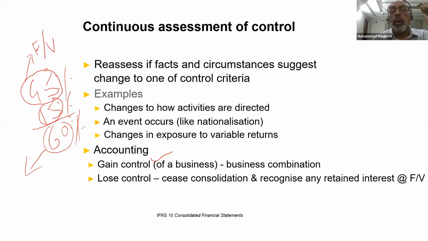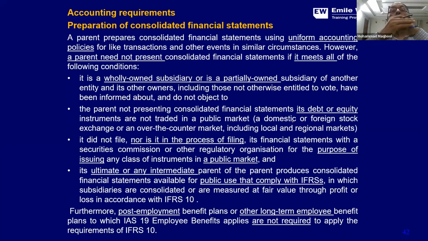If we lose the control at any time, we need to cease the consolidation, and we should recognize the remaining retained part at fair value. Like we had 60%, we sold 20%, we are left with 40%. One is we stop consolidation. Second, at what amount will we take the 40%? The answer is at fair value. Okay. Now, any questions so far?